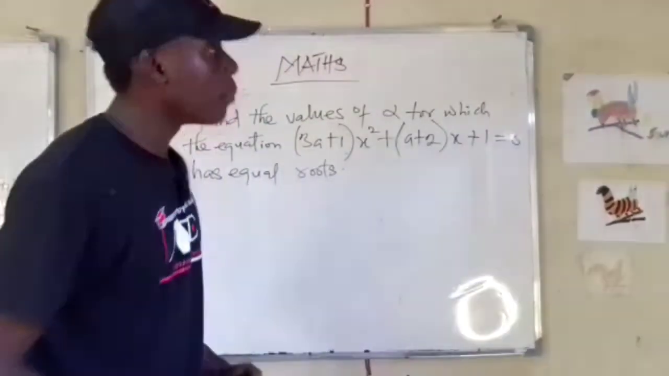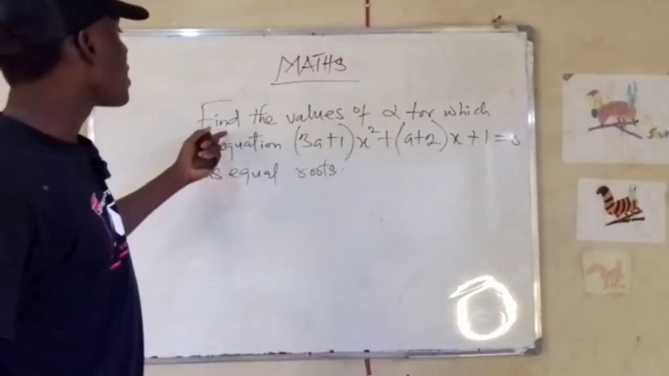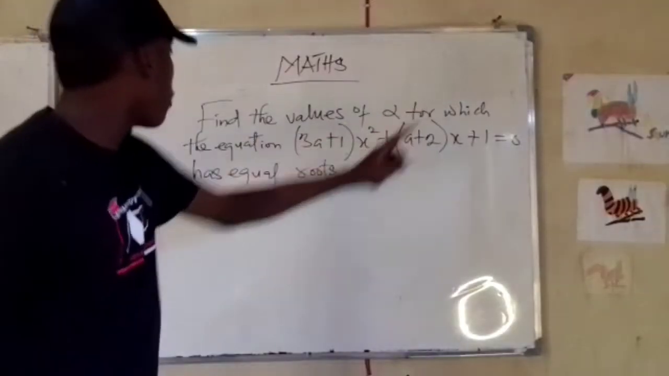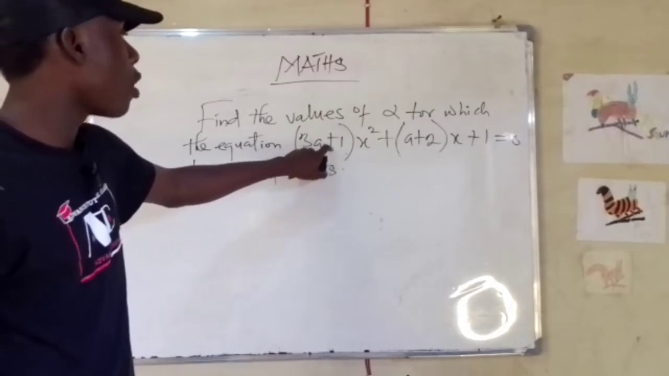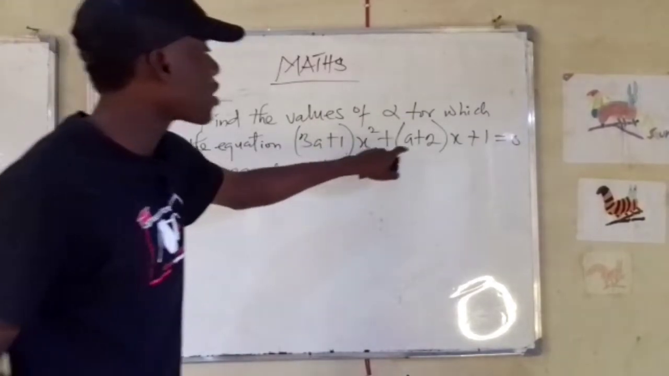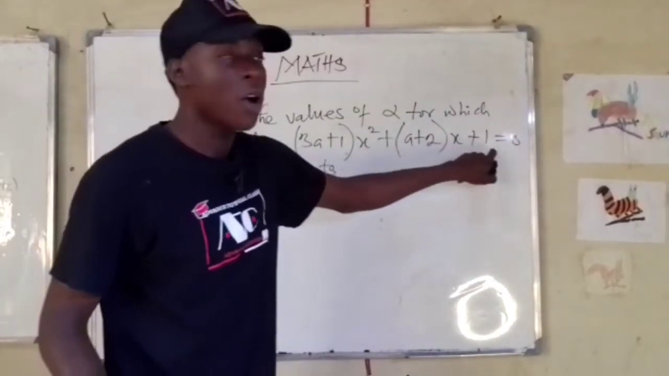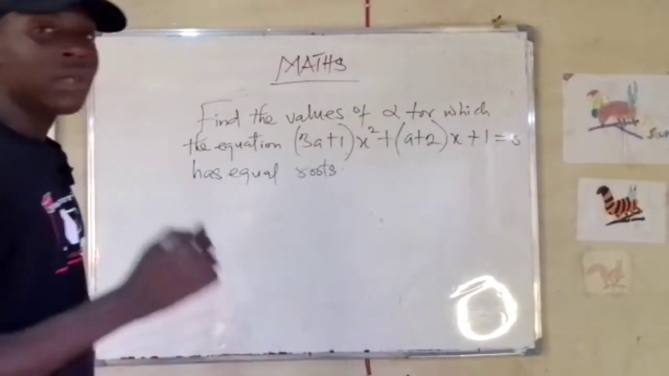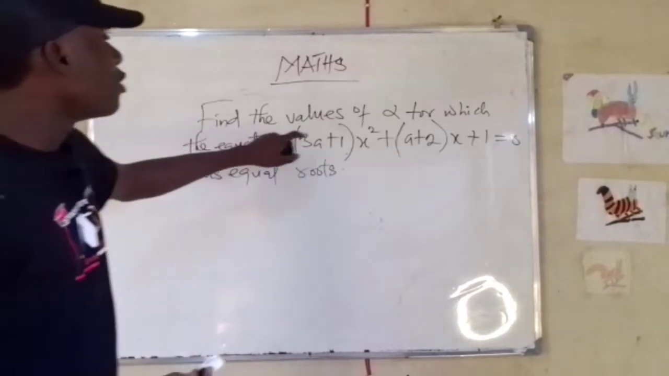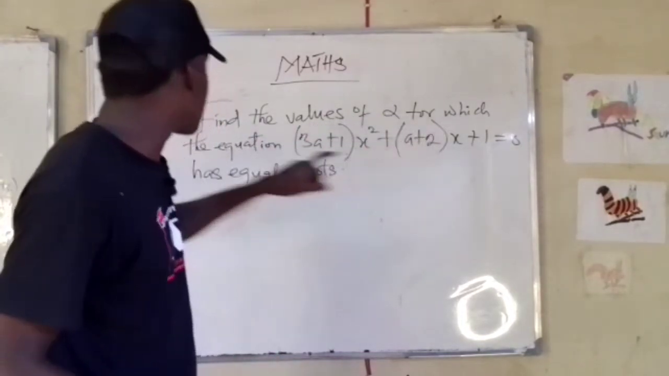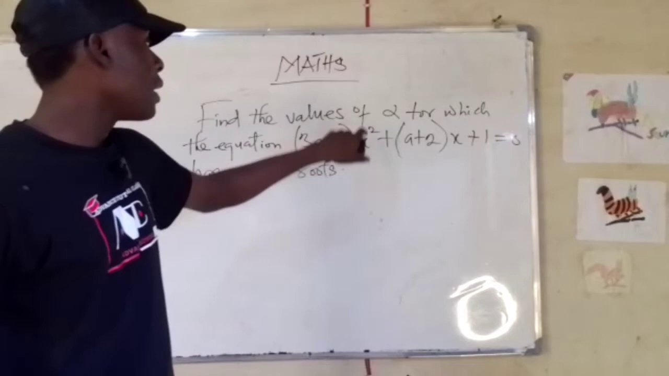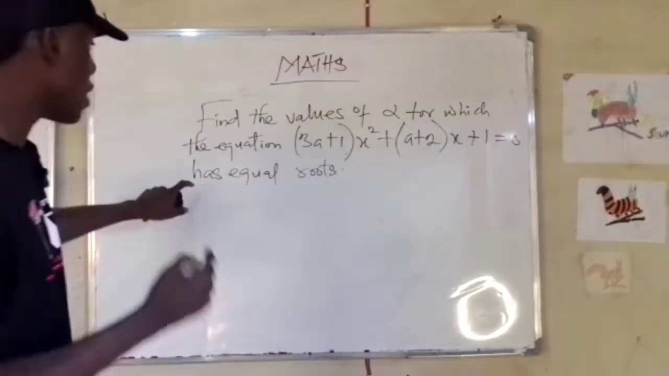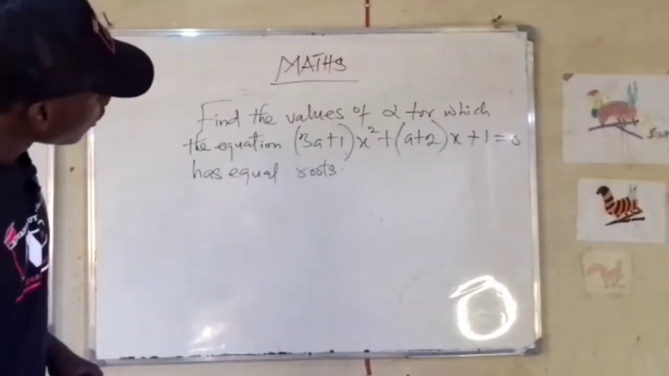Today we have a problem on the board, and the problem says find the values of alpha for which the equation 3a plus 1 into x squared plus a plus 2 into x plus 1 equals 0 has equal roots. Let me read the question again. Find the values of alpha for which the equation 3a plus 1 times x squared plus a plus 2 times x plus 1 equals 0 has equal roots.